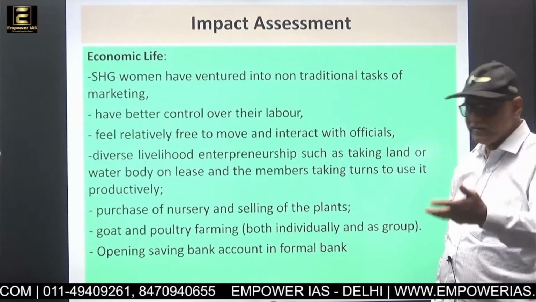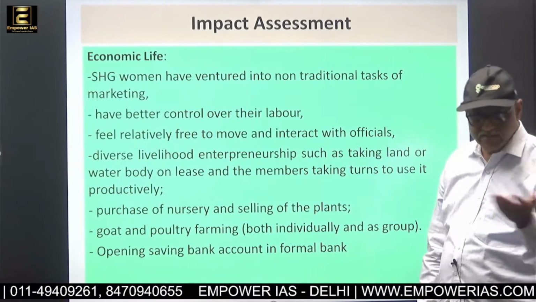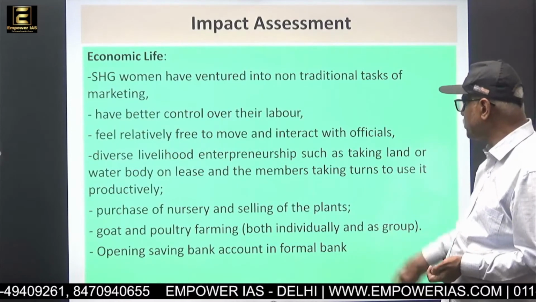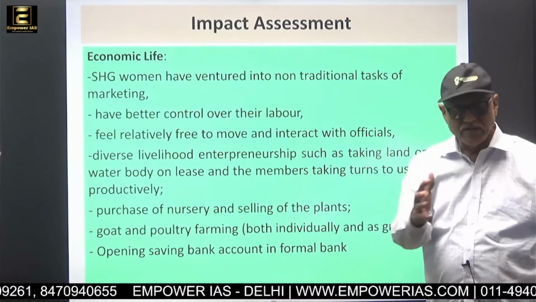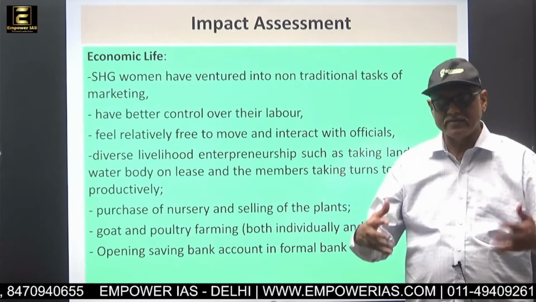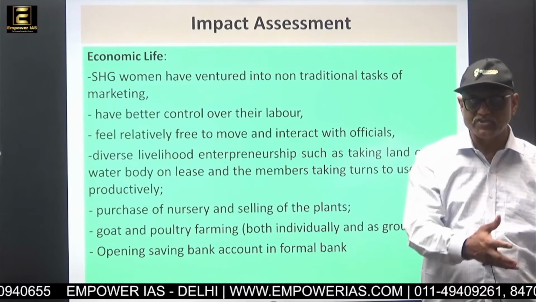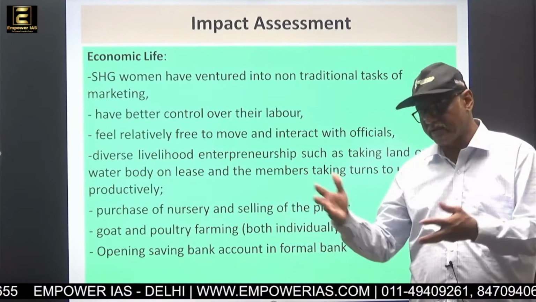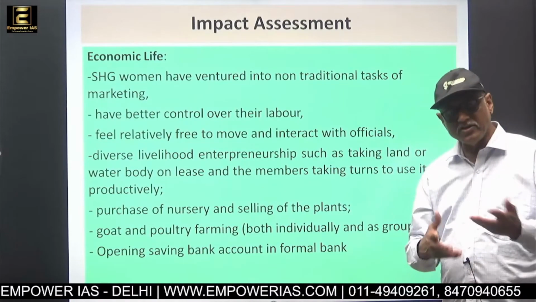they feel relatively comfortable interacting with the officials related to their trade and commerce. And then diverse livelihood entrepreneurship, such as taking land or a water body. Sometimes they take a pond or a water tank, or they take land, and the SHG takes initiative for pisciculture or fishing, or to grow some vegetables there. Then they sell it to the market. They talk to the market people there. All kinds of things they do.